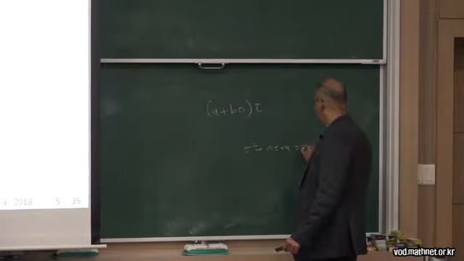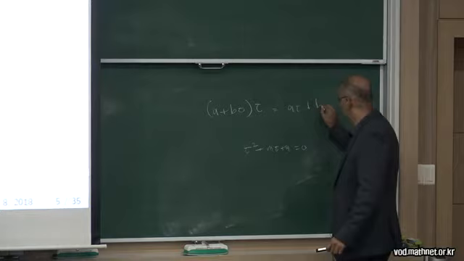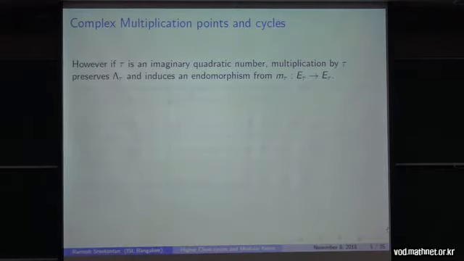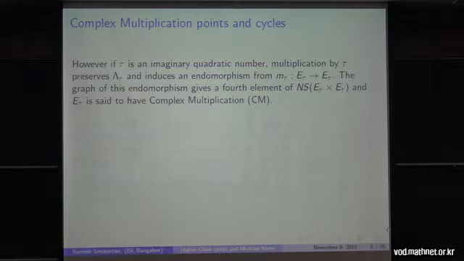Now tau satisfies some tau squared plus, say, m tau plus n equals 0, right, by assumption, then this thing will be written as a tau plus b tau squared. But then you can write tau squared as minus m tau minus n, so you finally get something in the lattice. So when something preserves a lattice, it induces an endomorphism of the elliptic curve. And the graph of this endomorphism gives a fourth element in the Neron-Severi group of E tau cross E tau. And E tau is said to have complex multiplication. So these are certain special distinguished points on the moduli of elliptic curves, on the parameter space of elliptic curves.